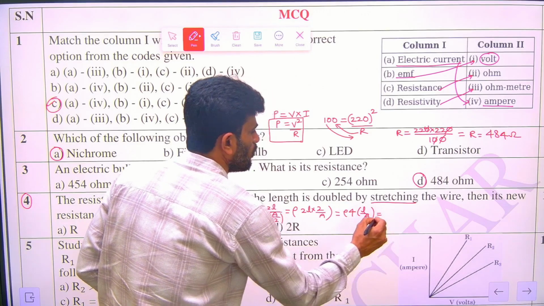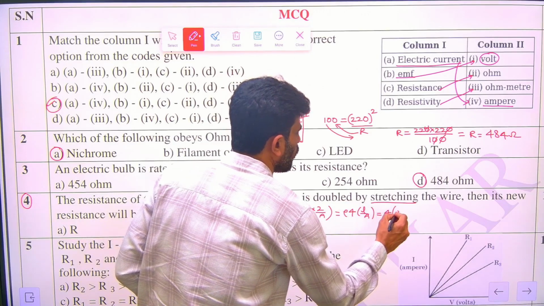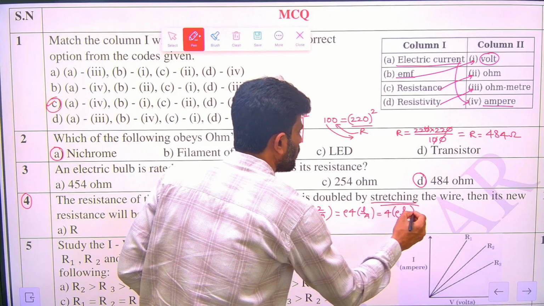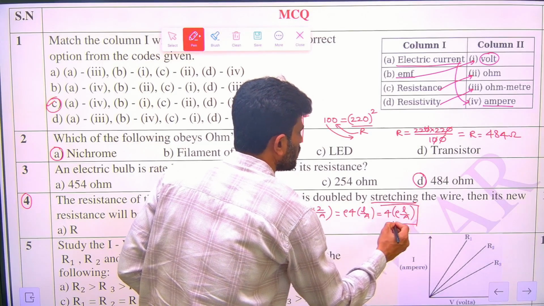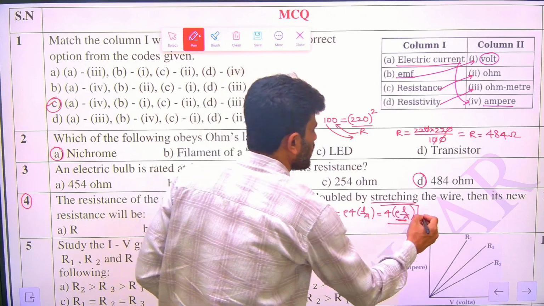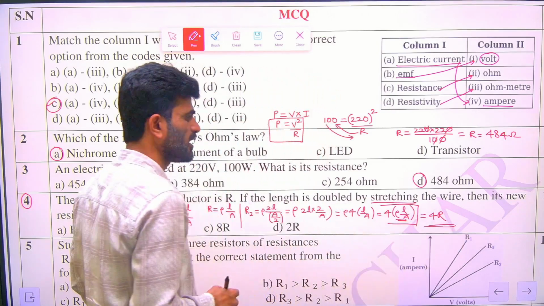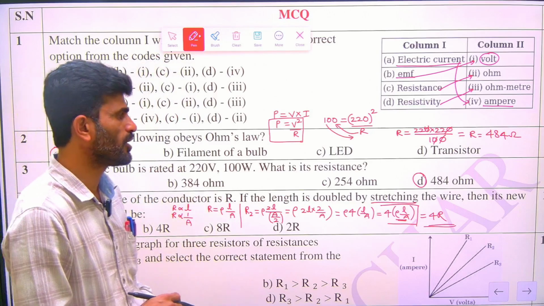That is 4 into rho into L by A. Now what is rho into L by A? Rho into L by A is R only. So it is 4 times R. If it is subjective, we have to write like this. But if it is objective, what do you have to do?